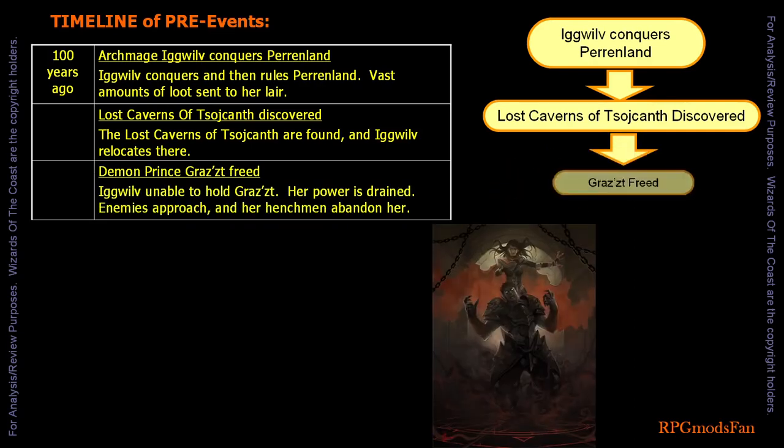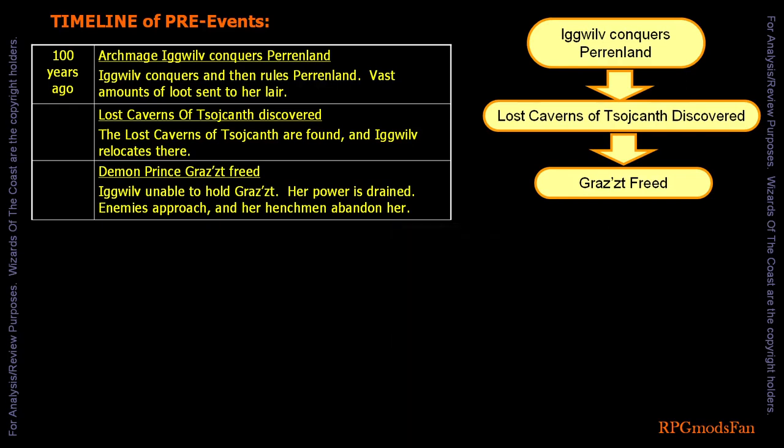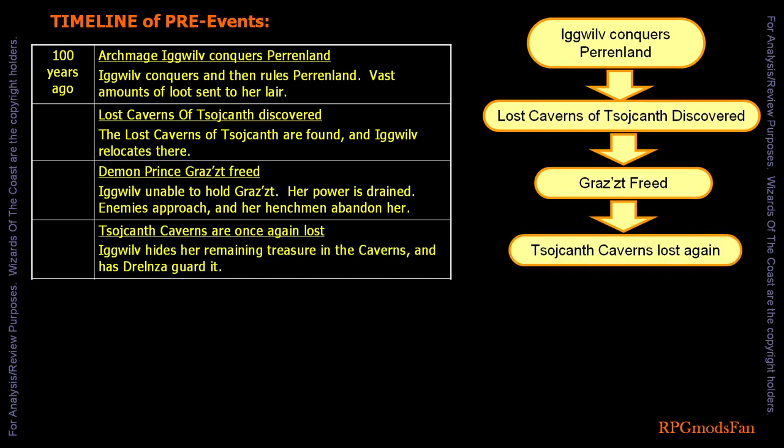In one of her experiments, she accidentally freed the demon prince Graz'zt. Although initially successful, she was unable to keep Graz'zt imprisoned for long, and her power was drained. Enemy armies approached Perrinland, and Iggwilv's former henchmen and slaves stole her treasure and scattered to the four winds. Iggwilv used the last of her power to prepare a hiding place in the caverns for her remaining wealth. Legends say that this included several tomes of great power and the fabled lamp called Da'ud's Wondrous Lanthorn. What the legends do not say is that Iggwilv had her vampiric daughter, Drelnza, placed with the treasure to guard it. The caverns were once again lost, until recently.